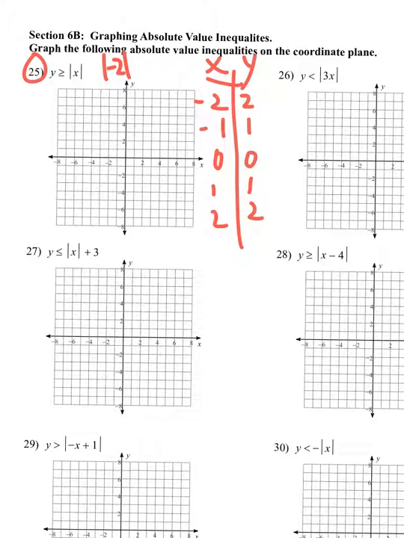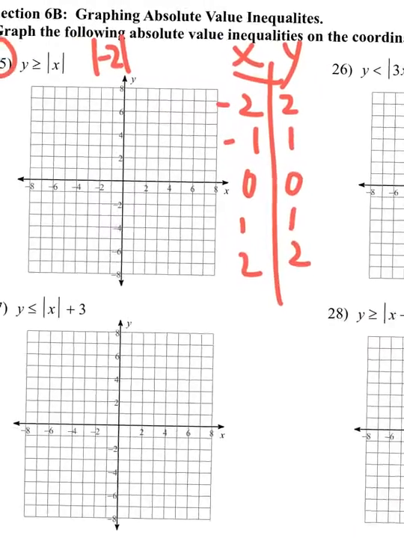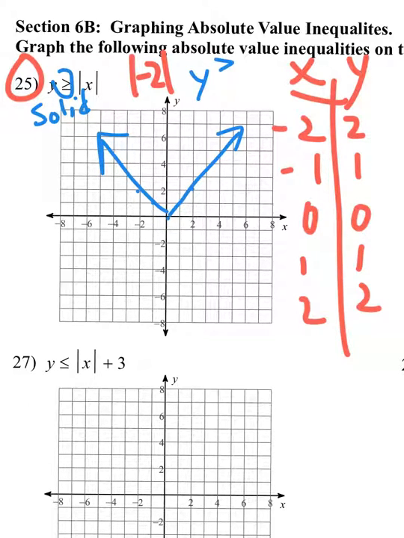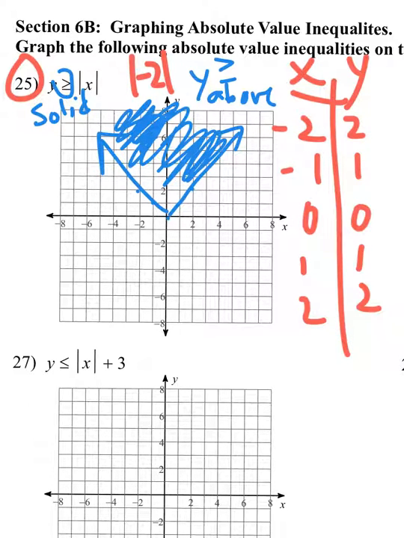Remember, it's always positive. So if I plot those points, and let me make my grid a little bit bigger here. So I'm going to plot those points. -2, 2 is going to be right there. -1, 1 is going to be right there. 0, 0, 1, 1, and 2, 2. Okay, and then we're going to say this creates a solid V, or a solid boundary. In this case, the boundary is a V because of absolute value. So it's a solid. It's going to be V-shaped like that. And Y is greater than or equal to, so that means I shade above. So I'm going to shade up here, kind of up inside my V shape here.